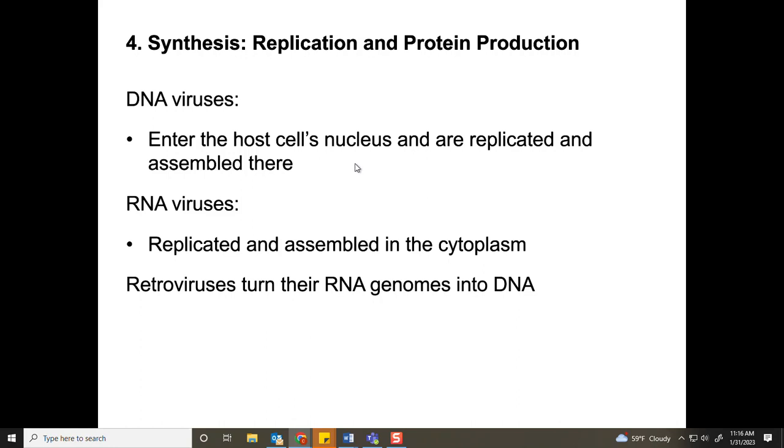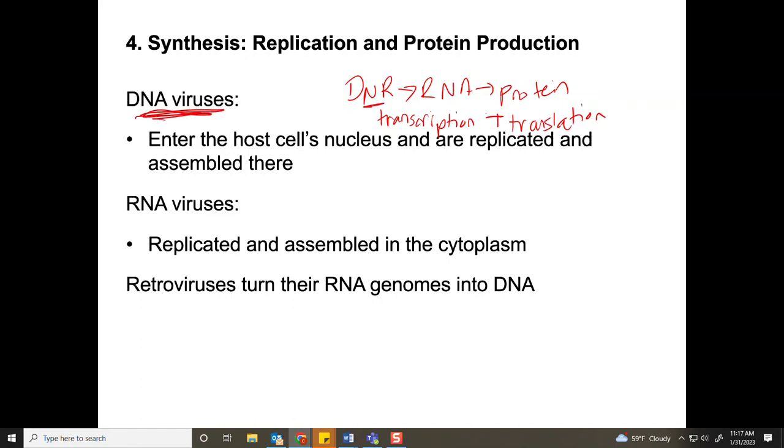That's where RNA is made. So just a brief reminder, how do we make proteins? DNA is converted to RNA, which is converted into protein. These processes were called transcription and translation, right? Transcription is transcribing DNA to RNA. Translation is translating RNA to protein. So again, if we have a DNA virus, we're starting with DNA, it needs to be transcribed to RNA and then translated to protein.